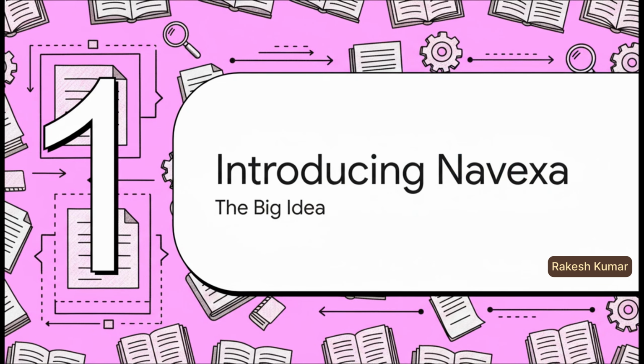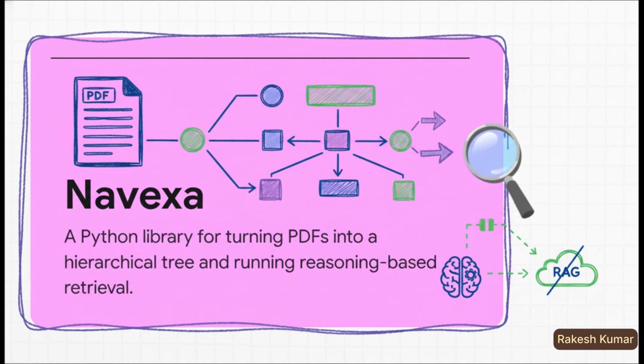And this is exactly where Navexa steps in. It's built from the ground up to solve this specific problem, and it does it by treating the structure of a document as the single most important piece of information. So what is it really? Okay, the official description calls it a Python library for turning PDFs into a hierarchical tree and running reasoning-based retrieval. Let's just unpack that for a second.